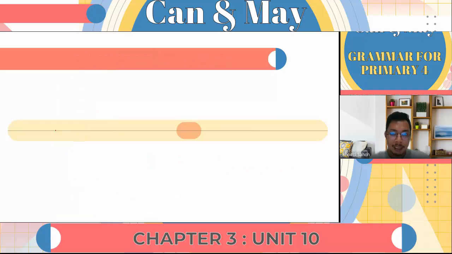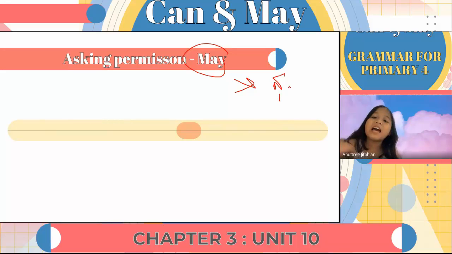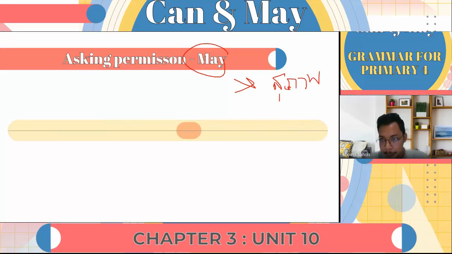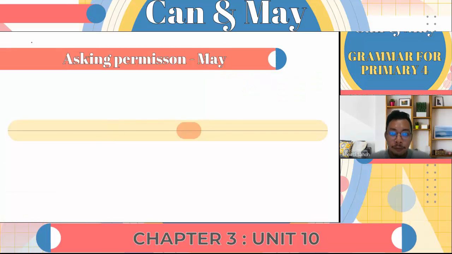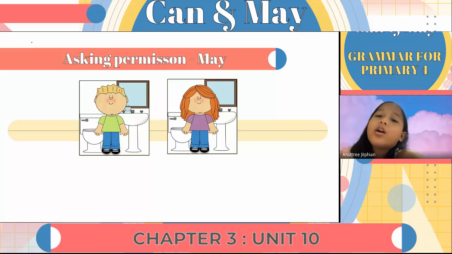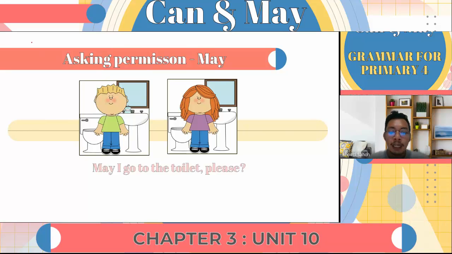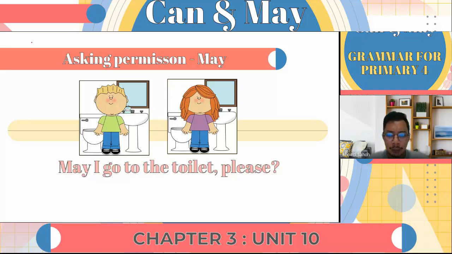Next, asking permission using may. ใช้ may เพื่อความสุภาพ ใช้กับคนที่เราไม่ค่อยสนิทหรือคนที่เราเคารพ For example, you are in the classroom and you want to go to the toilet. What should you ask your teacher? May I go to the toilet, please? Yes, very good. Teacher, may I go to the toilet, please?